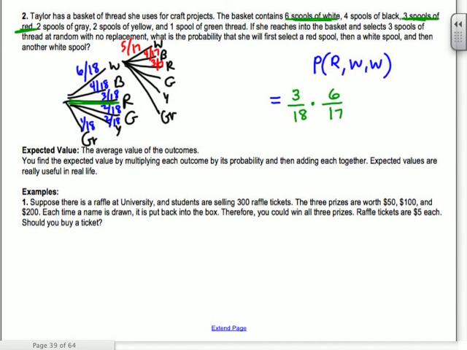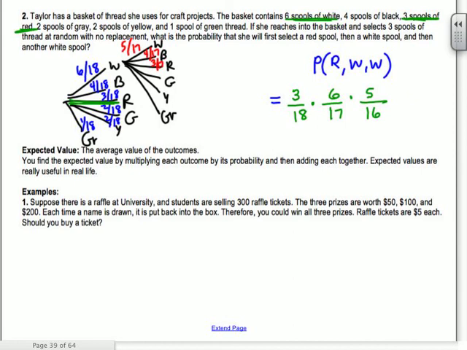Does this make sense what I'm doing? Some of you look confused. All right, once you select the white, we had 6 spools of white originally. How many spools do I have now? I've already picked one of them. So I have 5 left out of a total of 16 spools of thread. That's how you would do that one. So each time the number on the bottom is changing because you have less thread.